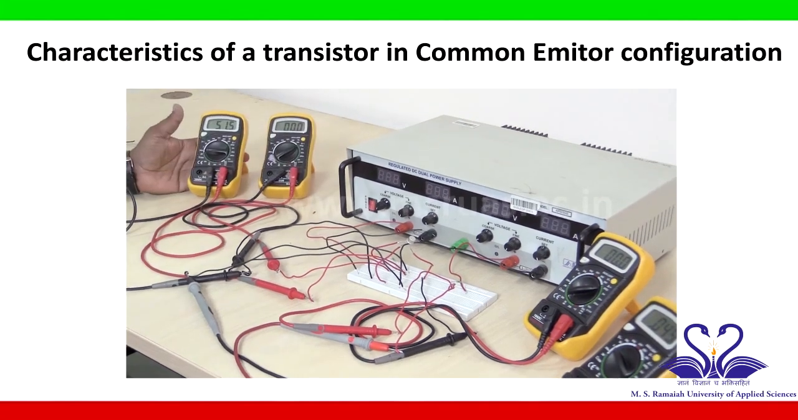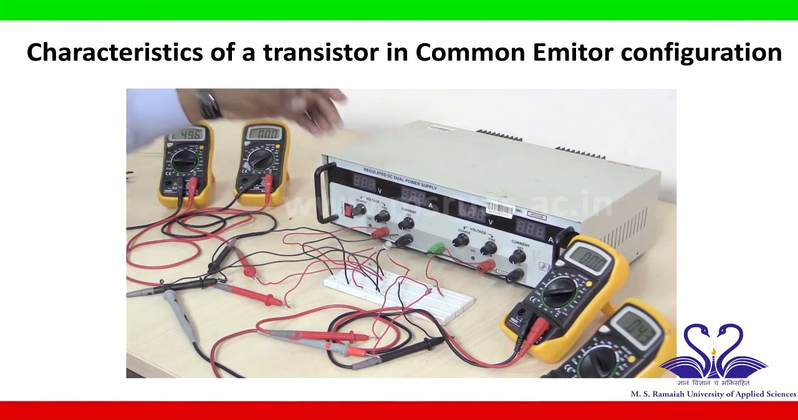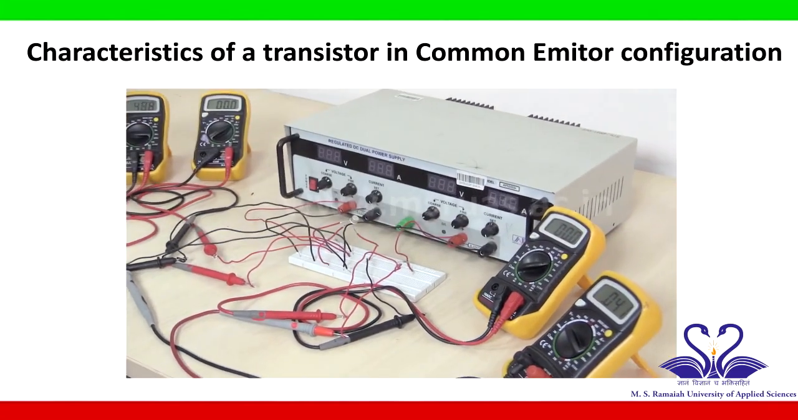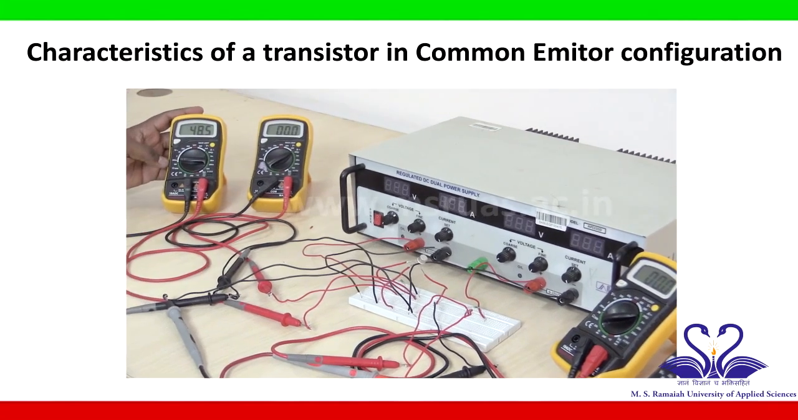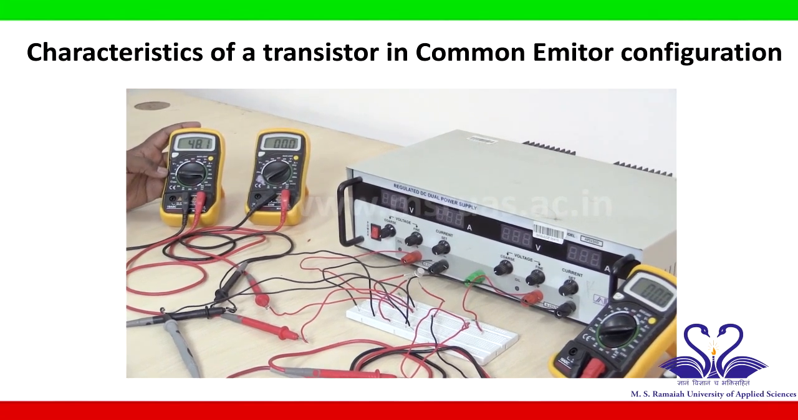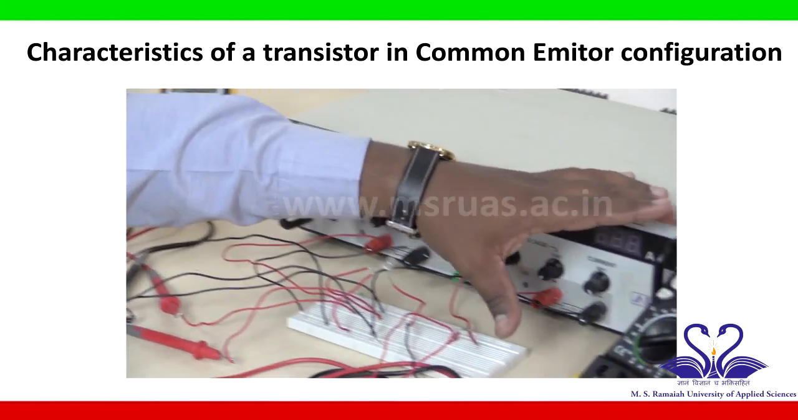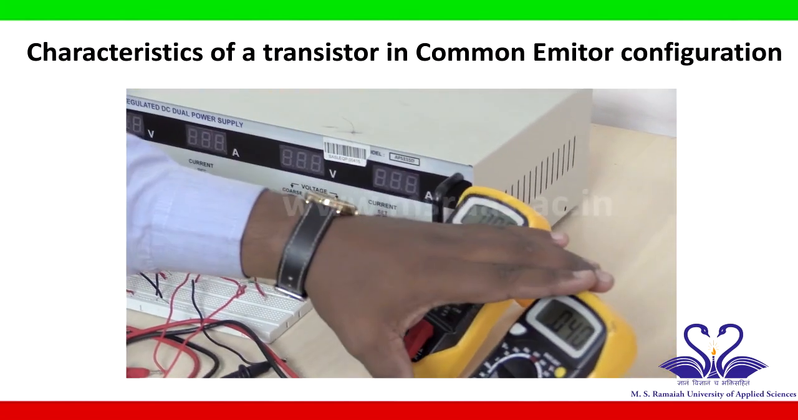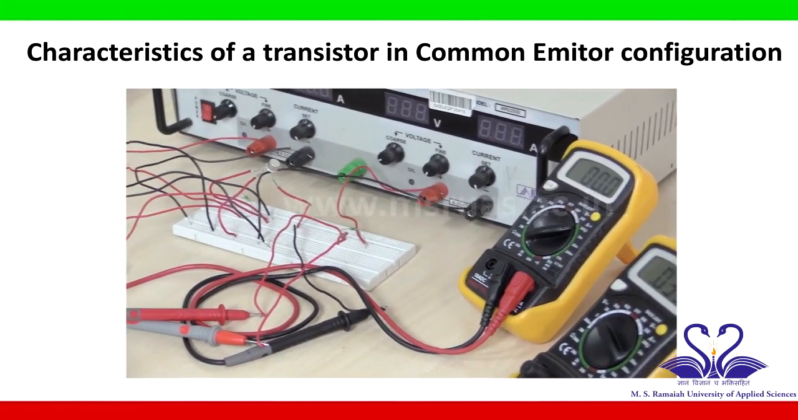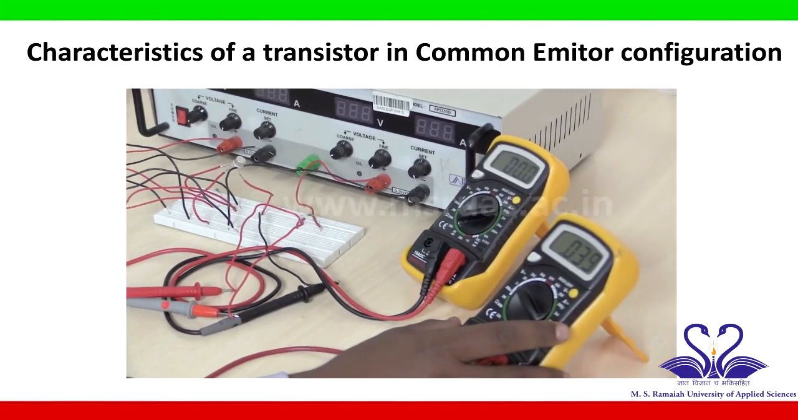So now this is the input side voltmeter, input side ammeter, this is the output side ammeter, output side voltmeter. Otherwise you can call this a multimeter which is used to measure the VBE, base to emitter voltage. This is the base current, and this is the collector current, and this is the collector to emitter voltage.